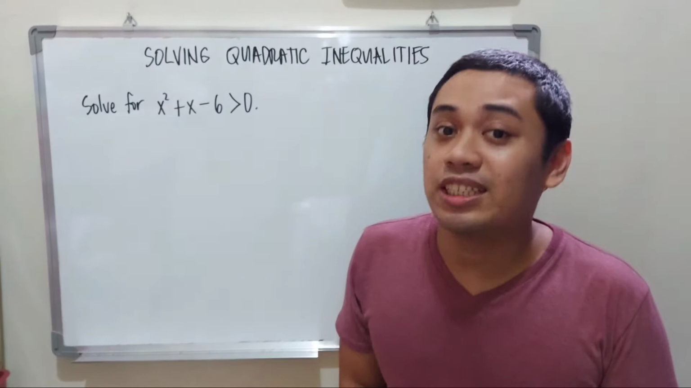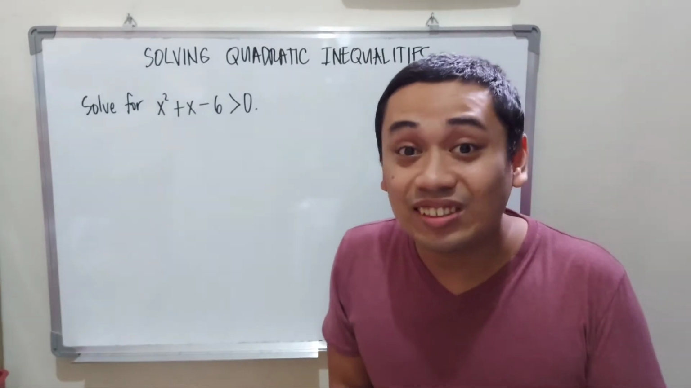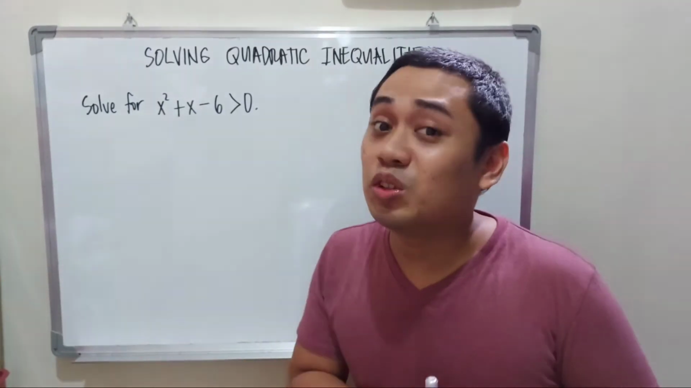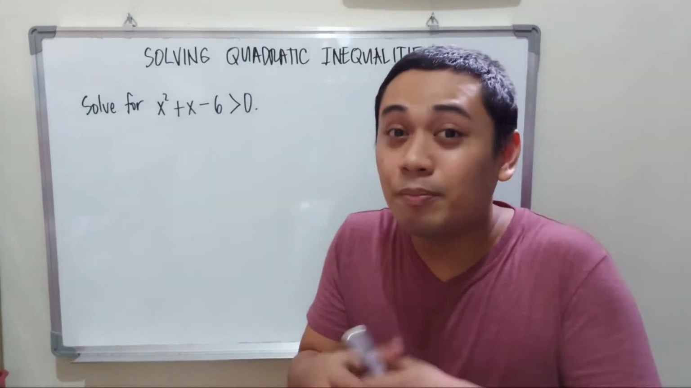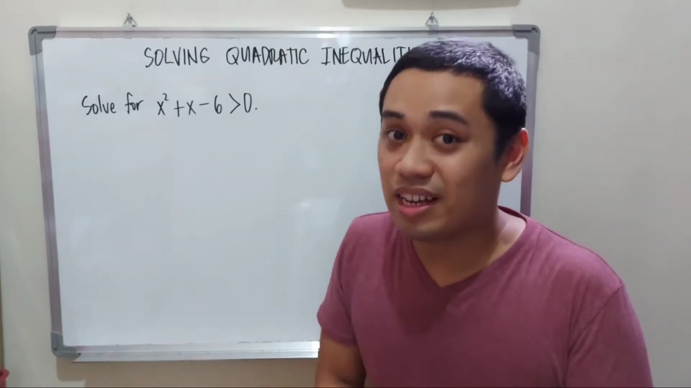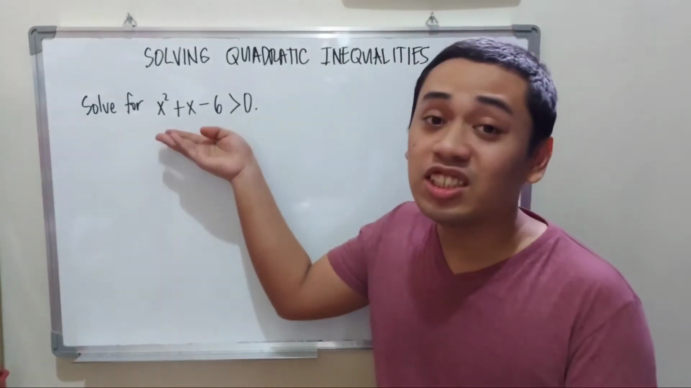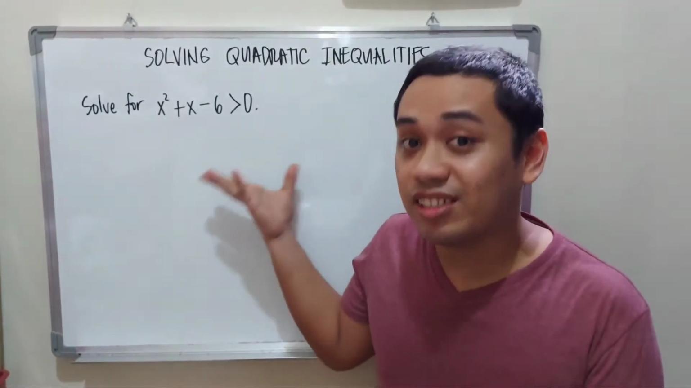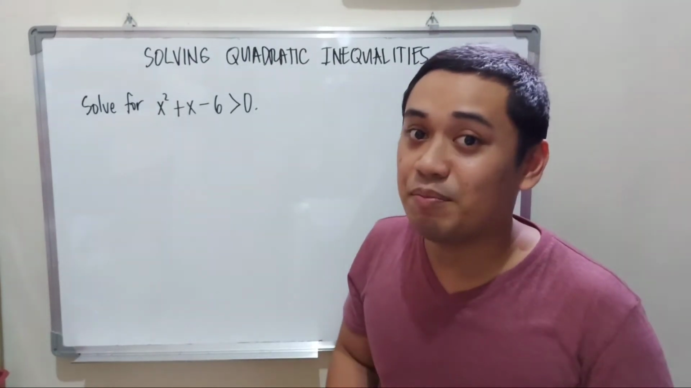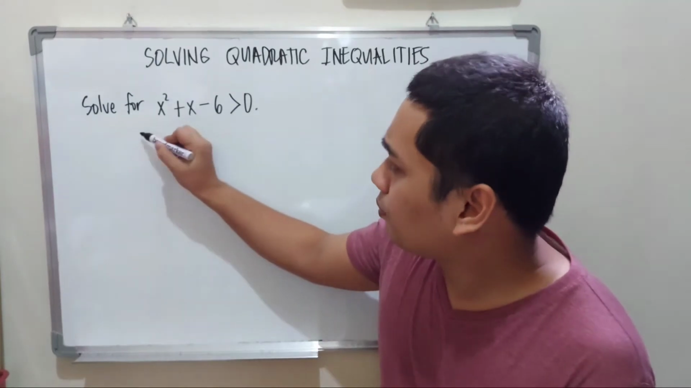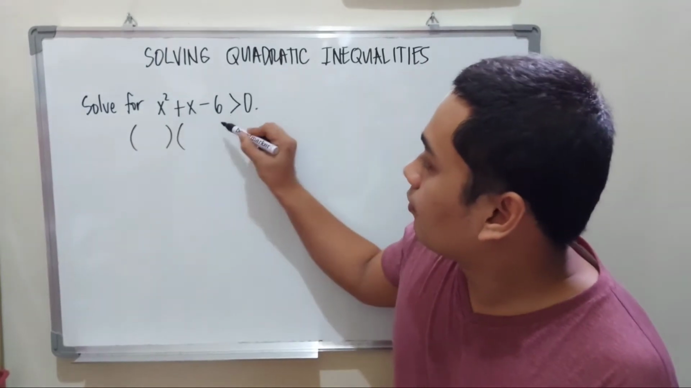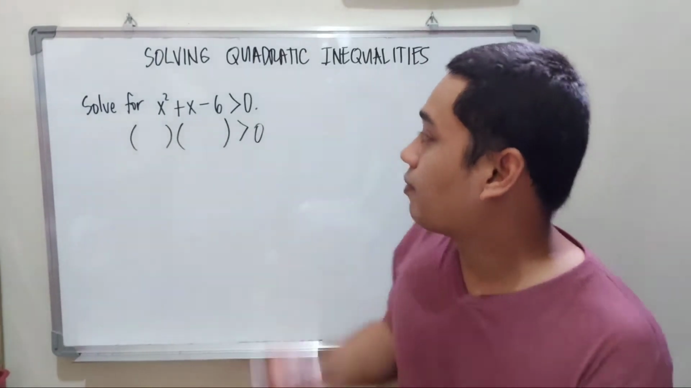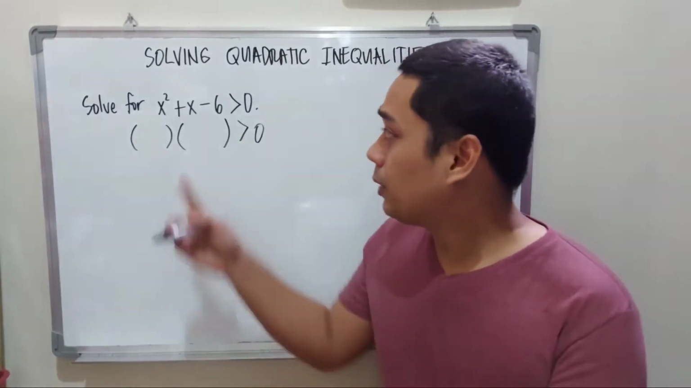x squared plus x minus 6 is greater than 0. The first step that we need to do is to factor out the quadratic portion of our inequality. So in this case, yung x squared plus x minus 6, yun po yung kailangan nating ma-factor out. So, we need to factor it out.